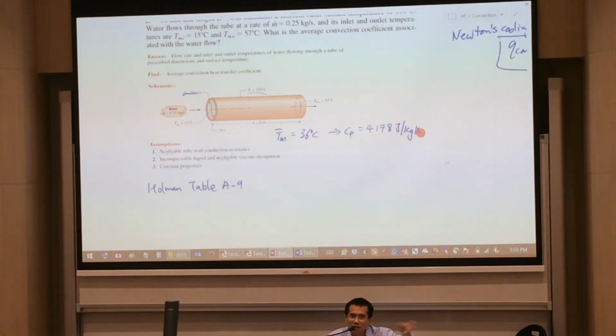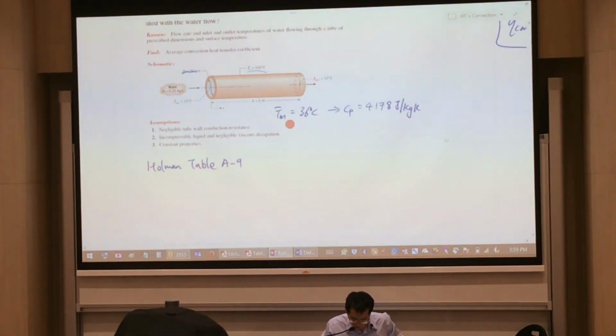So the question is, how about the exam? I can't bring in the Holman textbook. Well, it will be given to you in the form of a table, as part of the question. So that is your average temperature.